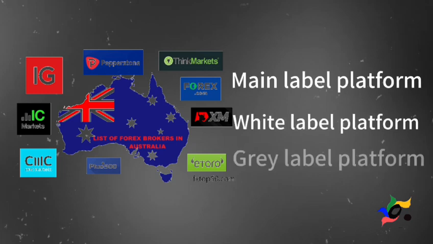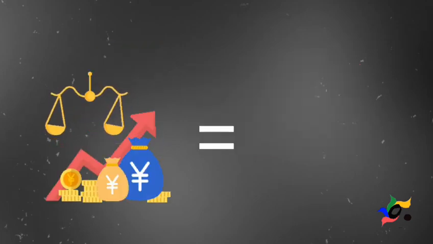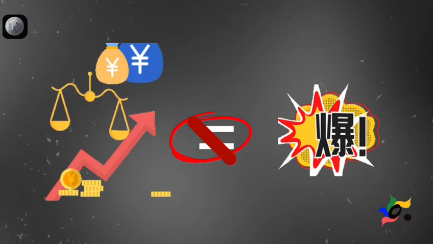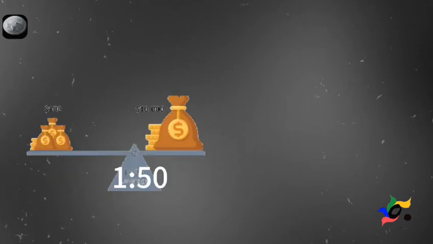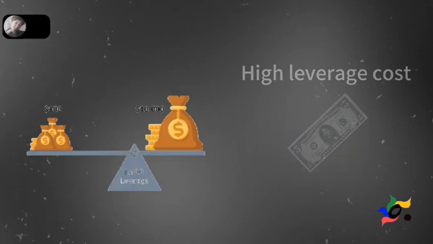Note that platforms are divided into primary, white, and gray labels. This represents their operational regulatory status and level of authorized management. Of course, the gray label is the most dangerous. Leverage is often said to be linked to risk, and I will make it clear to you today. The amount of leverage actually affects the size of the transaction cost. The higher the leverage, the lower the cost of the transaction.